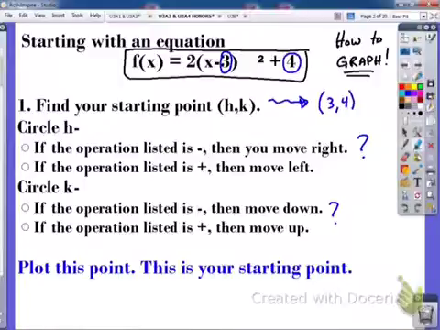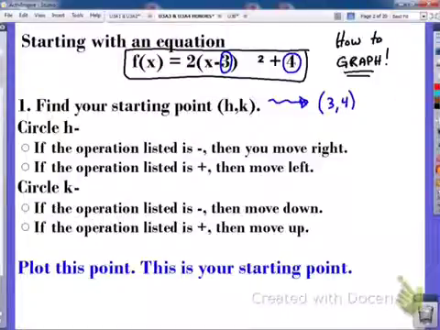I'm going to get rid of these question marks now because I'm going to explain to you what they mean. This says x minus 3, right? Notice that the point that we just pulled out is positive 3. So if the operation listed is negative, then you move right. If it's positive, move left. Here's what I mean, the starting point for this graph.